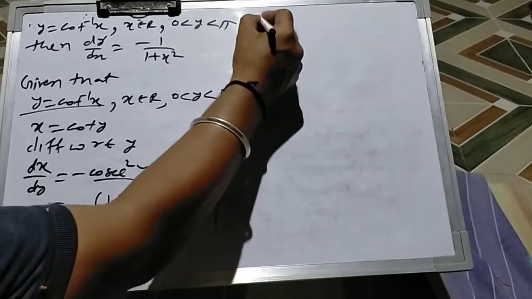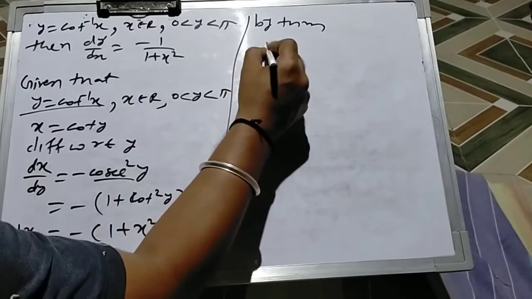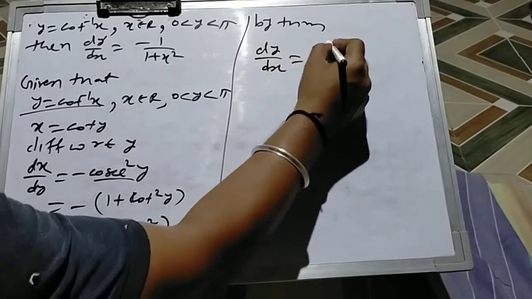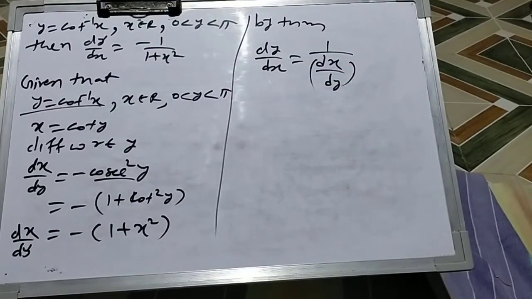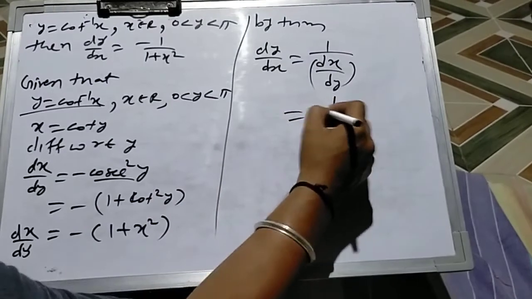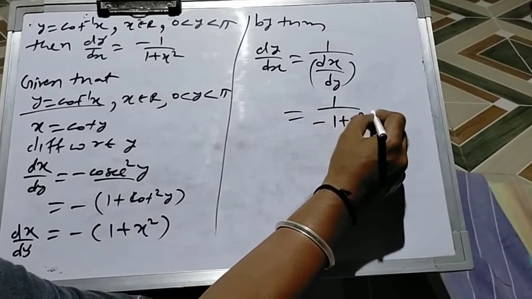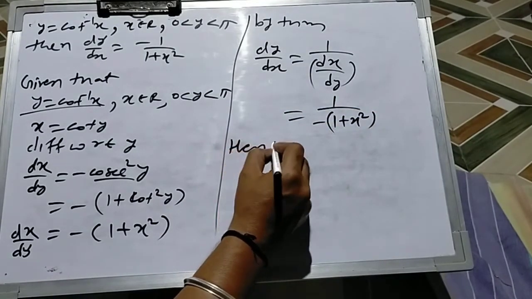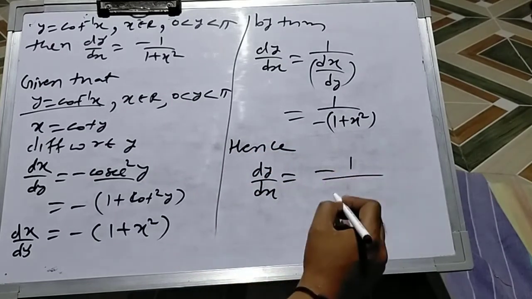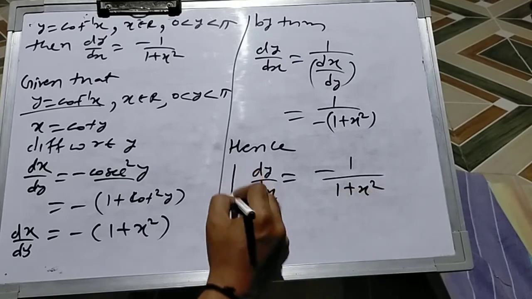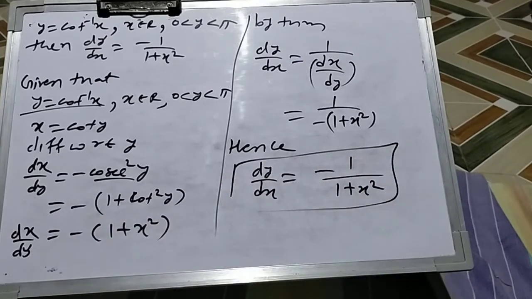So by the theorem of derivative of inverse trigonometric functions, dy/dx = 1/(dx/dy). Now put the value of dx/dy, which is equal to 1 divided by -(1 + x²), and hence dy/dx = -1/(1 + x²). So this is the derivative of cot⁻¹ x.